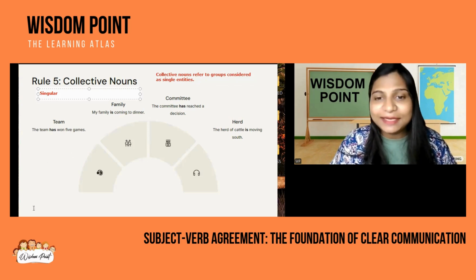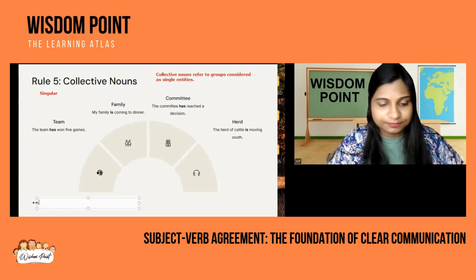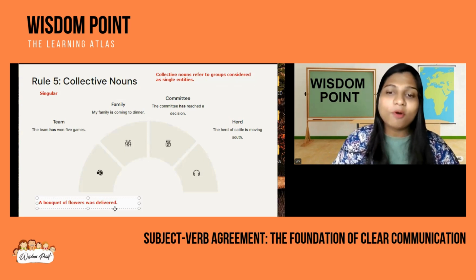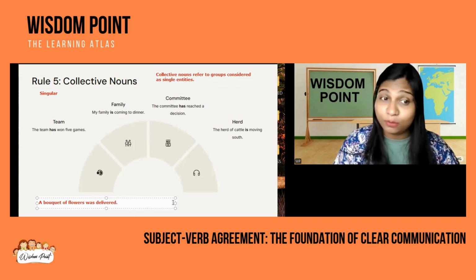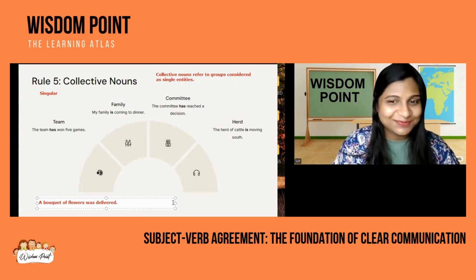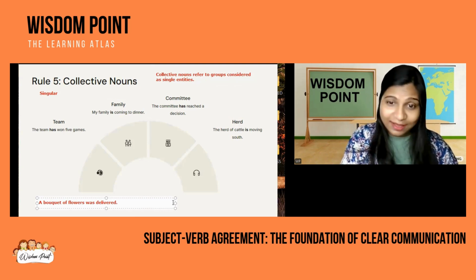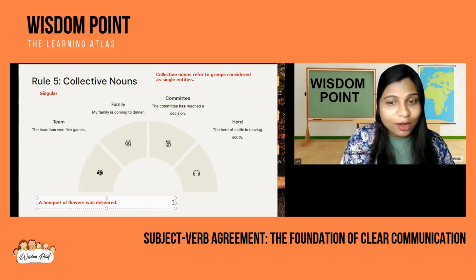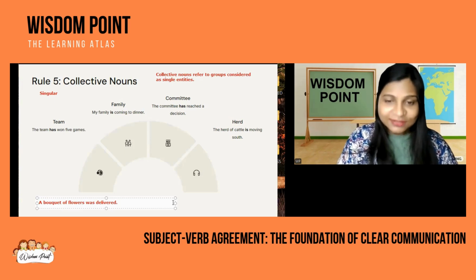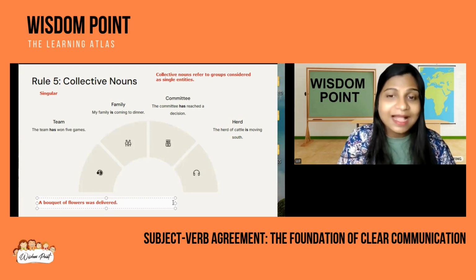Okay, so you have to identify the subject here. A bouquet of flowers was delivered. So what is your subject? Is it a bouquet or flowers? So here, I'm talking about one bouquet, which has a lot of flowers in it. So I'm talking about one bouquet. So bouquet is my subject and this is singular. This is called a collective noun. Okay, I hope you're getting this.